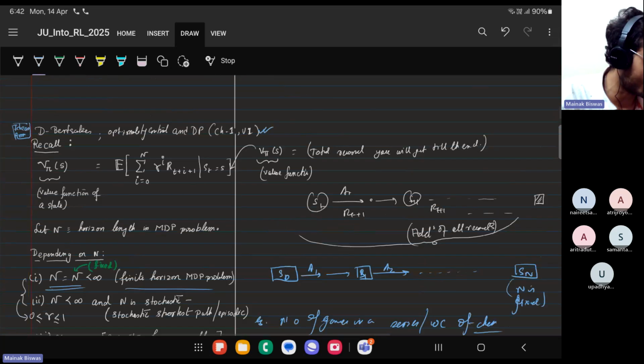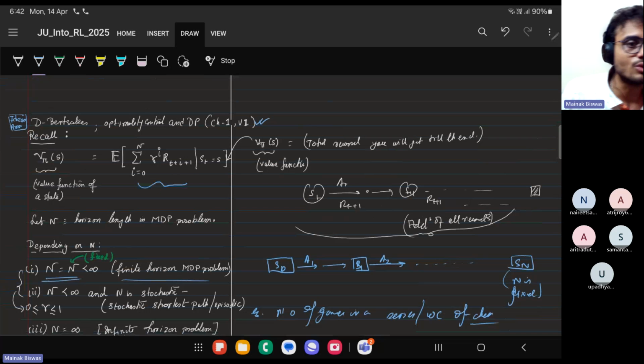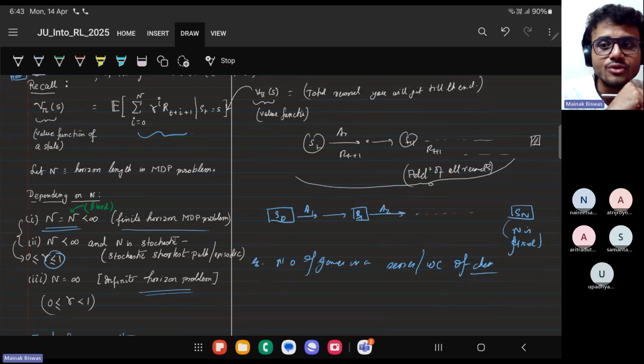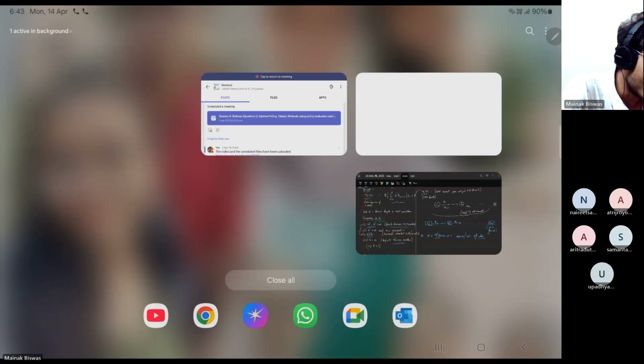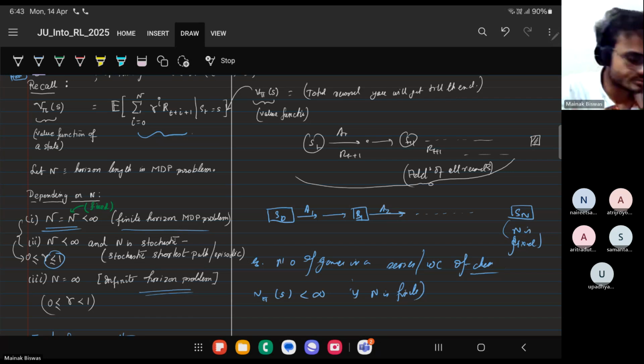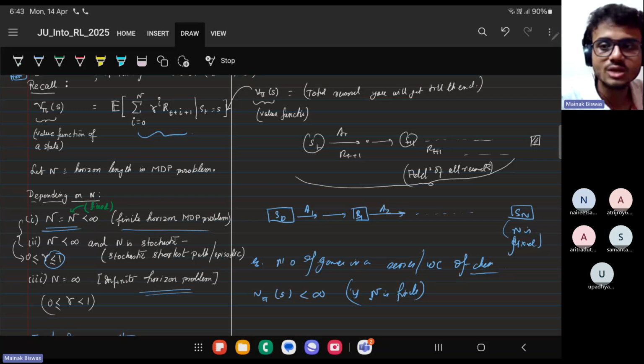Is this clear? Where the number of steps is infinity. We have already discussed the number of steps being infinity, and then we have to do discounting and so on. But for the first two cases, you need not use discounting because the summation, as we had shown, will converge. Can anyone tell me why V pi will be finite if n is finite? Any idea? This is a very basic question just to see if you people are following.